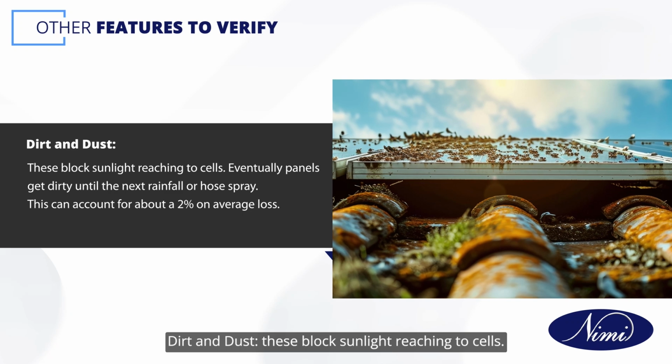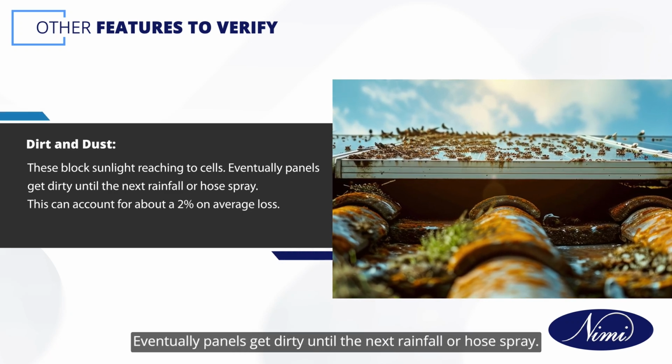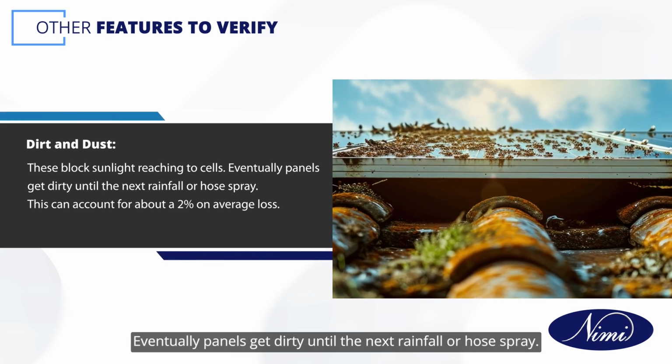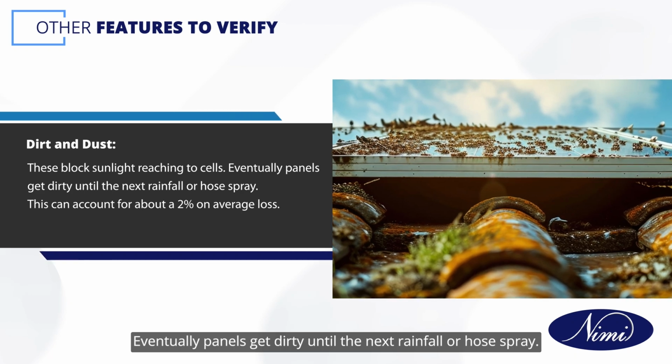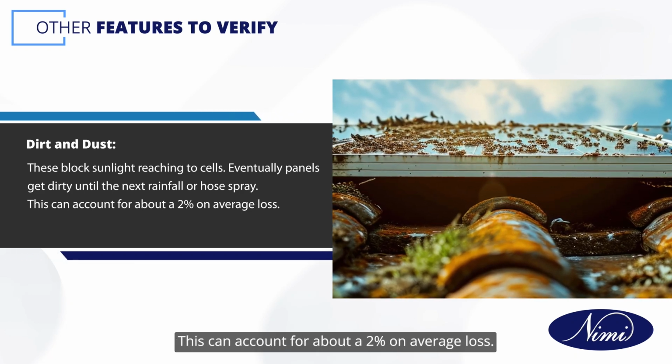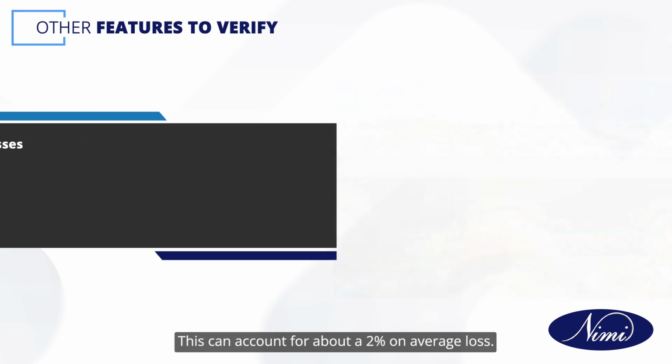These block sunlight reaching to cells. Eventually, panels get dirty until the next rainfall or hose spray. This can account for about a 2% on average loss.